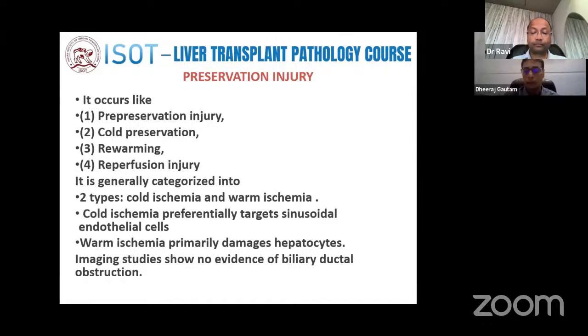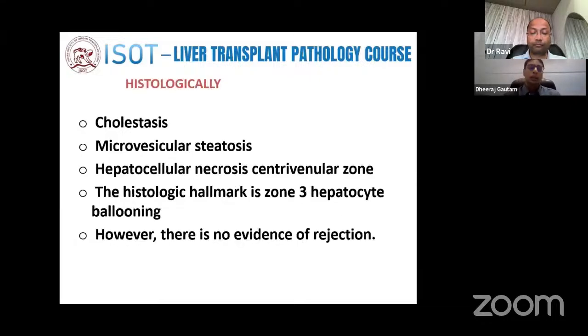Imaging studies show no evidence of biliary ductal obstruction. So histologically, what you will find is cholestasis, microvesicular steatosis, not the macrovesicular steatosis, then hepatocellular necrosis, especially in the centrilobular zone. Then the histological hallmark is zone 3 hepatocyte ballooning.